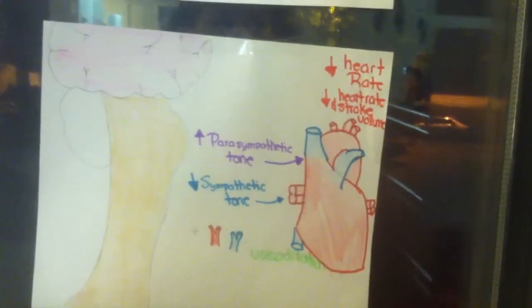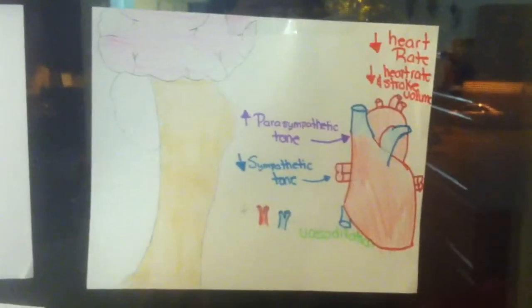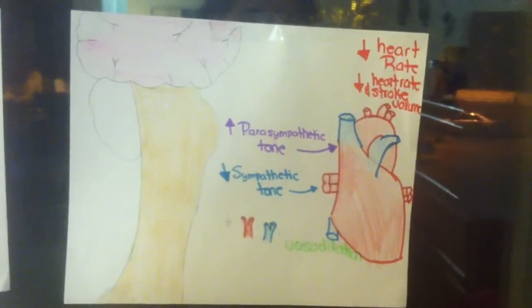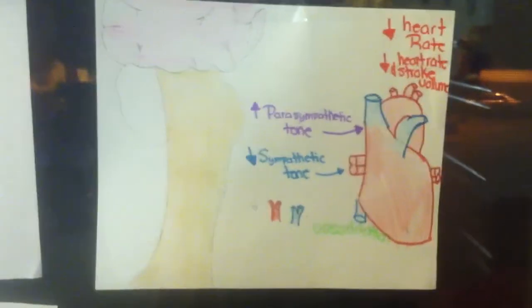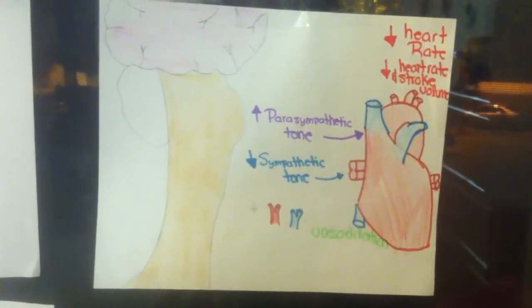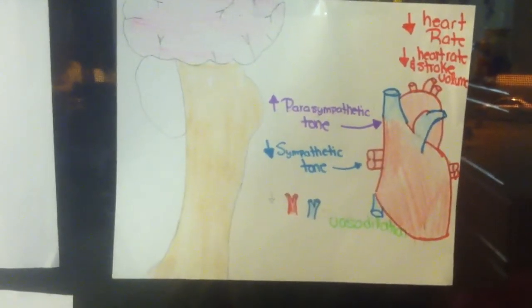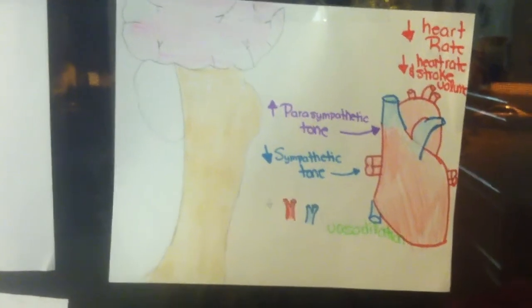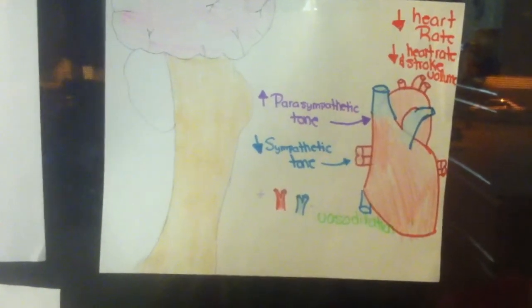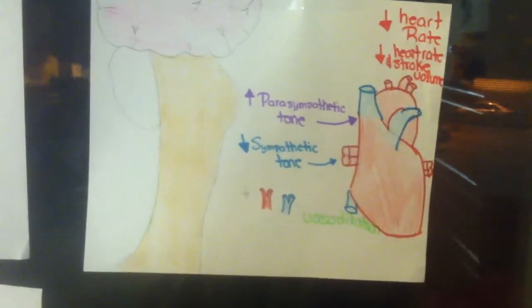After the baroreceptors are stimulated, the parasympathetic tone is increased towards the heart, and as a result, the heart rate decreases. The stimulation of the baroreceptor also decreases the sympathetic tone towards the heart, and it decreases the heart rate and stroke volume. The sympathetic tone is also decreased in the blood vessels, which causes vasodilation in the blood vessels. Vasodilation is the widening of blood vessels, which decreases the blood pressure.